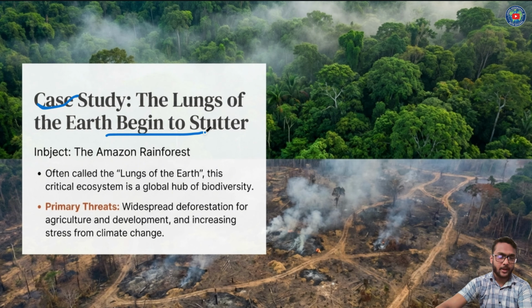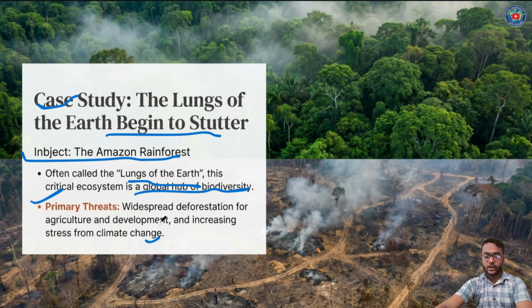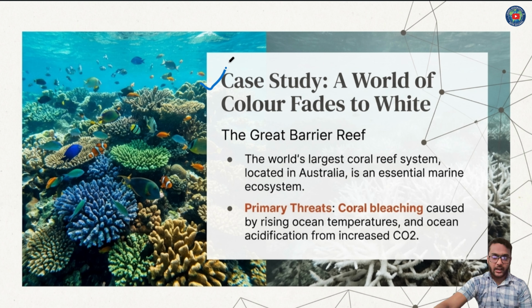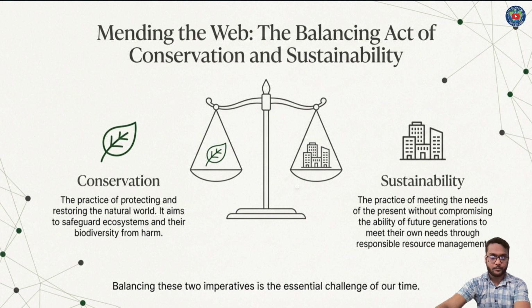The lungs of the earth begin to stutter in the Amazon rainforest, often called the lungs of the earth. This critical ecosystem is a global hub for biodiversity. Threats: widespread deforestation for agriculture and development and increasing stress from climate change also lead to forest fires and deforestation. Another case study, a world of color fades to white. The Great Barrier Reef, the world's largest coral reef system located in Australia, is an essential marine ecosystem. Threats: coral bleaching caused by rising ocean temperatures and ocean acidification from increased carbon dioxide, that is CO2.